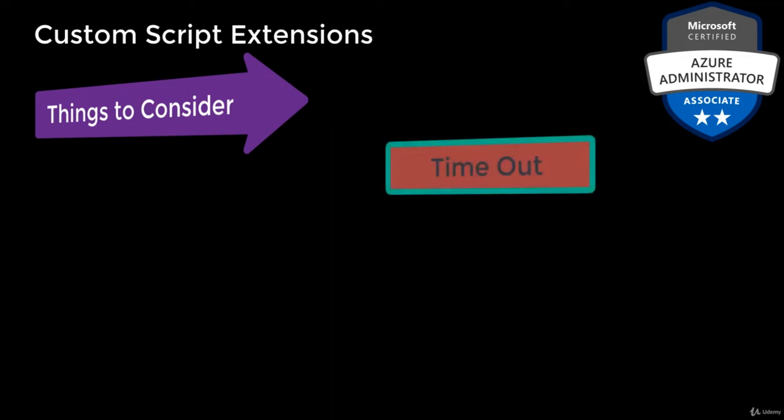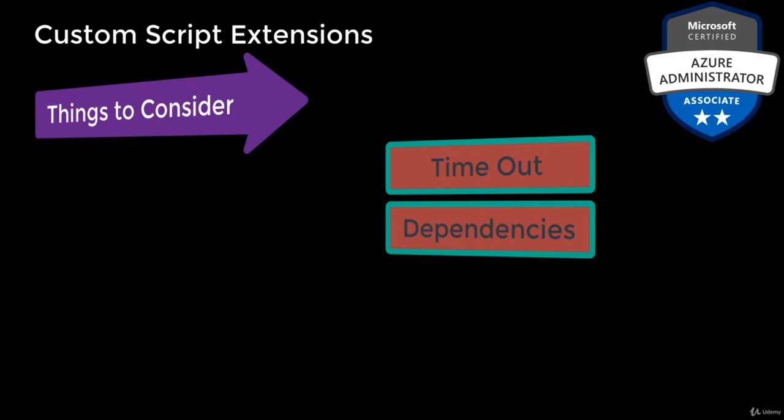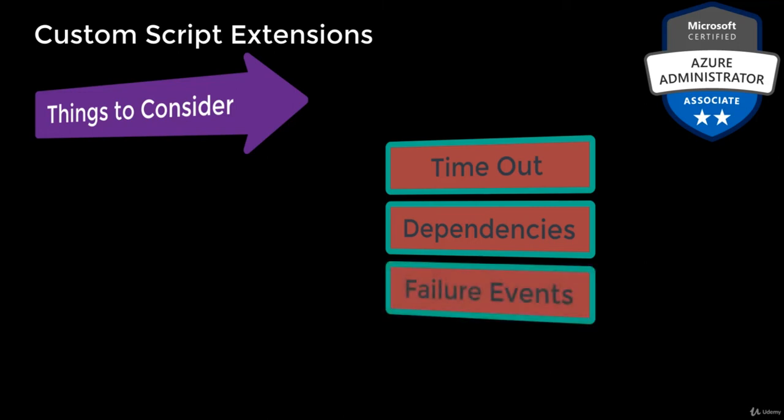Timeout. Custom script extensions have 90 minutes to run. If your deployment exceeds this time, it is marked as timed out. So keep this in mind when designing your script. And of course, your virtual machine must be running to perform these tasks. They cannot be in shutdown mode. Always consider dependencies. So if your extension requires networking or storage access, make sure that the content is available. Be sure to account for any errors that might occur when the script is running, for example, running out of disk space or security and access restrictions. What will the script do if there is an error like that?